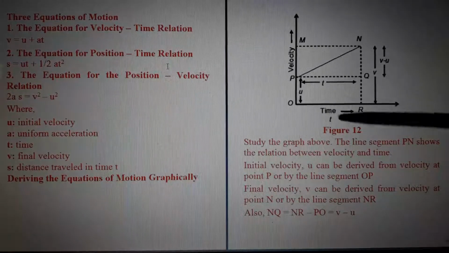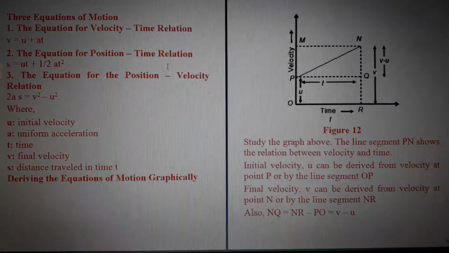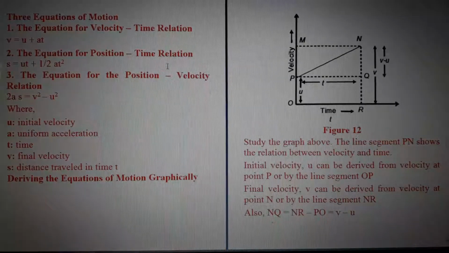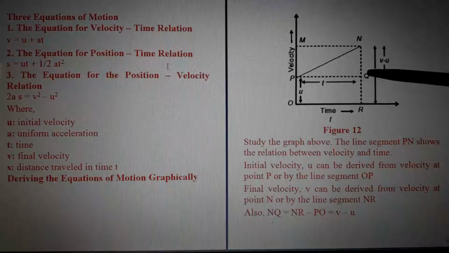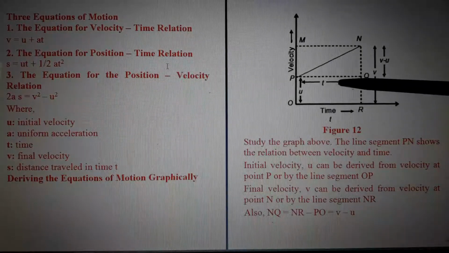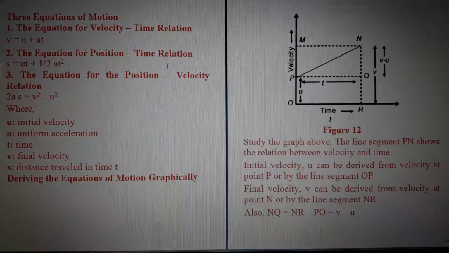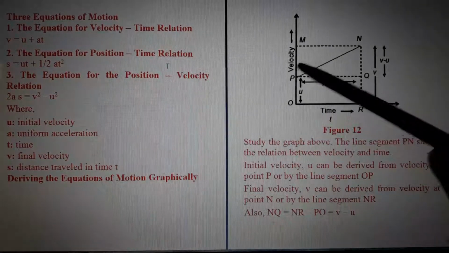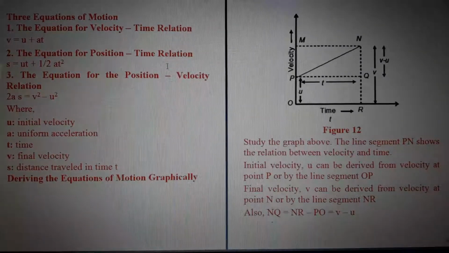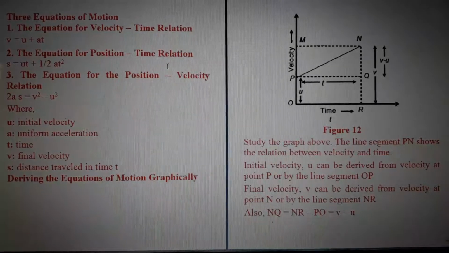So in all these cases, the time is the same. From here to here, when we are calculating the velocity, the time will be t. Here also t, here also t. So we get OR equal to PQ equal to MN. But what do we need to find? We need to find the displacement, and displacement we know is the area of the entire part.